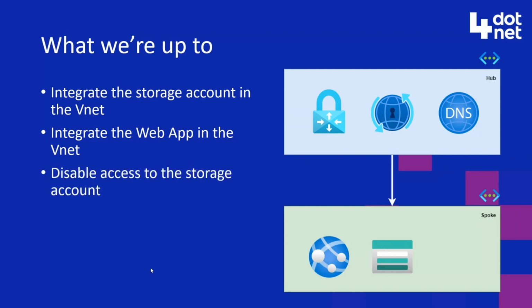Then we're going to disable all access to the storage account, and then everything will fail. So the website will fail, and my local development environment obviously will also fail. And then finally, we create a private endpoint. So that basically means that we switch from a service endpoint to a private endpoint. And then the website works again, but then still my local development environment fails.